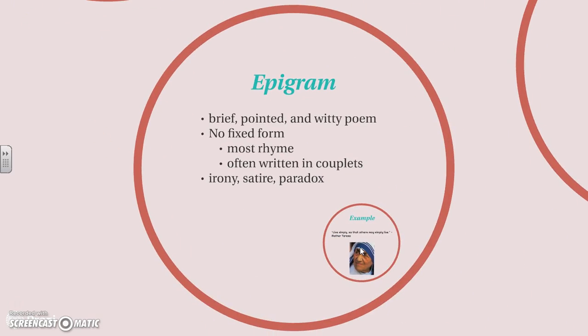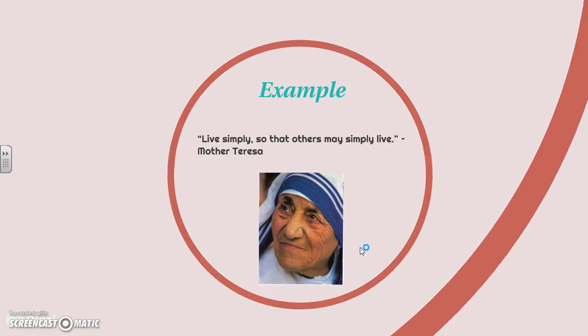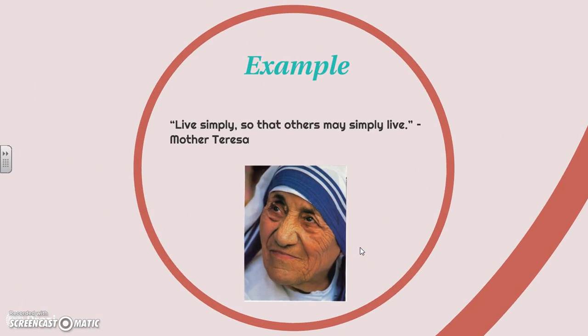Okay, so a little off the fixed form is what we call an epigram. This is a brief, pointed, and witty poem, and there's no fixed form, but they do rhyme. So they usually have a literary device in there, such as irony, satire, paradox, antithesis, or chiasmus, and they're often written in couplets. So that's 2 lines. So these, like I said, are very short. Looking at this famous example from Mother Teresa: live simply so that others may simply live. It's only 1 line, so it doesn't have the couplet aspect, but it's short, it's witty, to the point.